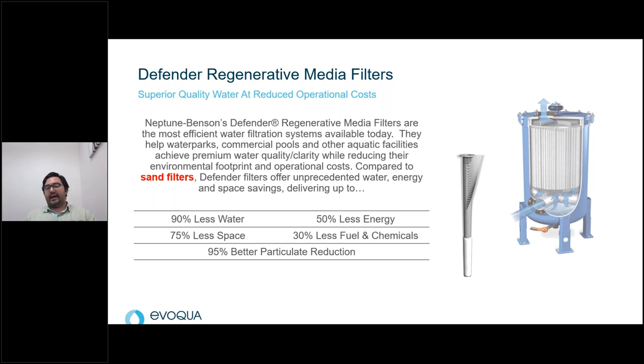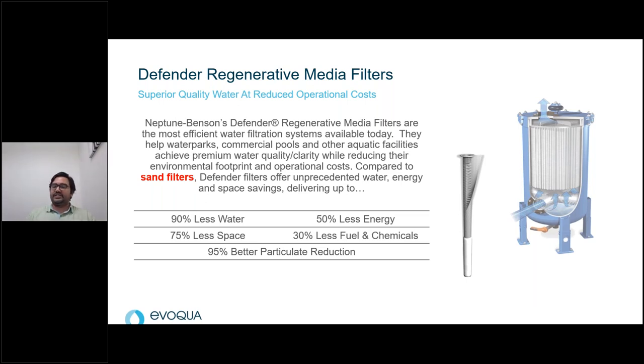If you compare with sand filter performance, the Defender RMF filter can actually deliver 90% less water waste, as we don't have the concept of backwash. We are using 75% less space, 50% less energy from your pumps, and since there's no backwash, there is no need to waste your pool water that has chlorine residual or is also heated. Therefore, you will also save 30% of fuel and chemicals. And lastly, it filters up to 1 micron particles, which, in terms of efficiency, is 95% better particulate reduction.